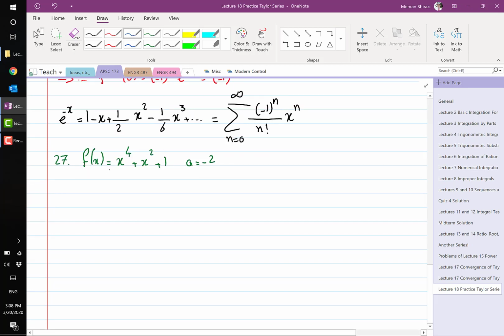We have f of x given. So I just start by writing the derivative of f. The derivative of x to the power of 4 is 4 times x to the power of 3. The derivative of x squared is 2x. The derivative of 1 is 0. So this is f prime. The second derivative is the derivative of the first derivative. So the derivative of 4 times x cubed is 12 times x squared. The derivative of 2x is 2.